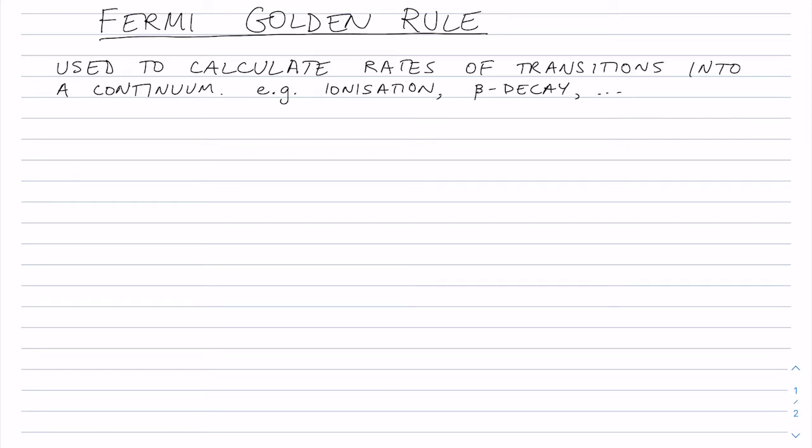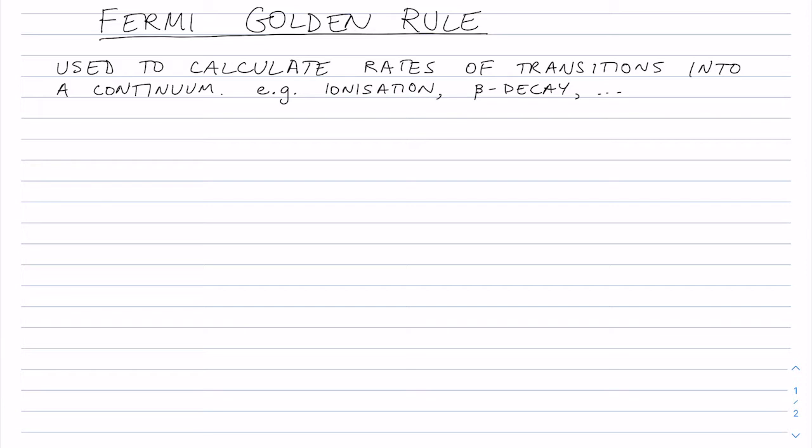Good day, everyone. Today we're going to be talking about the Fermi golden rule, and it's a continuation of our discussion on time-dependent perturbation theory, but is used to calculate rates of transitions into a continuum. These include examples such as ionization of atoms and beta decay of nuclei. They're a couple of famous examples. The photoelectric effect is another. The example we're going to talk about is ionization of a hydrogen atom.